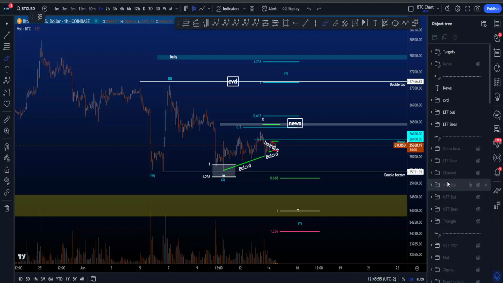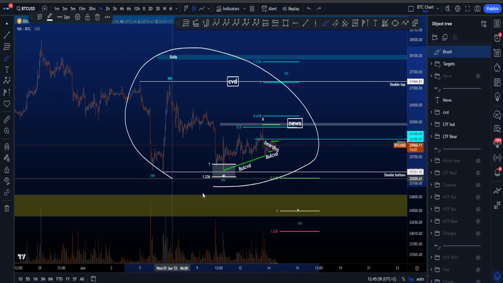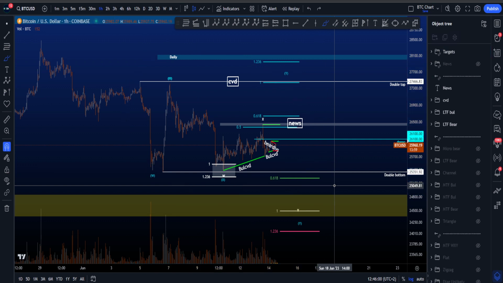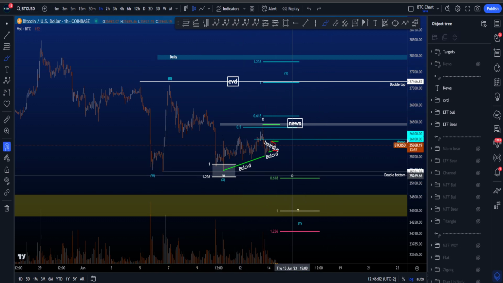Hi everyone, just before the news in 1.5 hours, I want to talk about the low time frame bullish and bearish Elliott Wave scenario that I have on the chart, as well as the divergences going on at the moment.